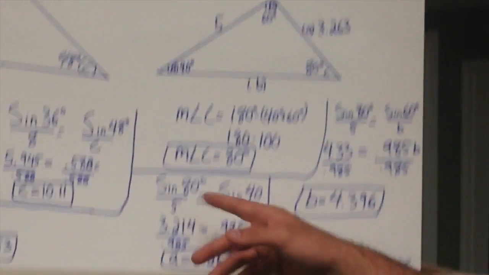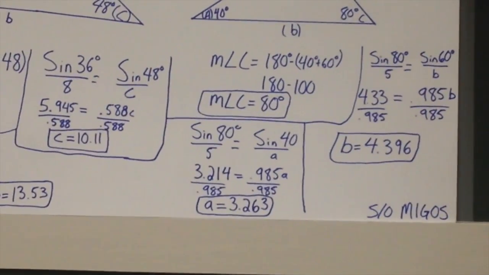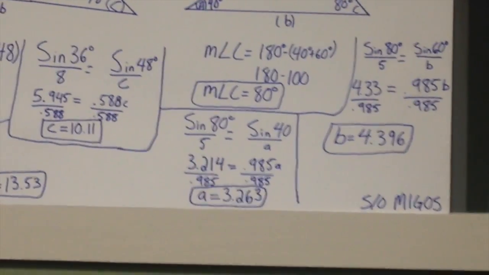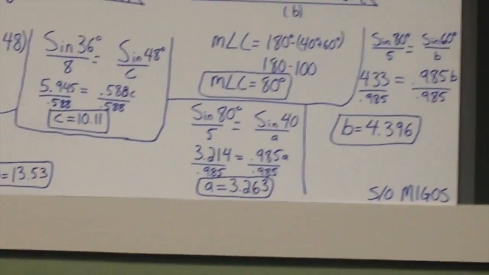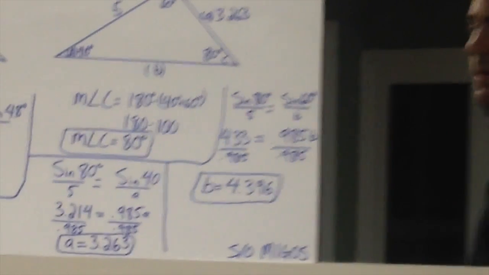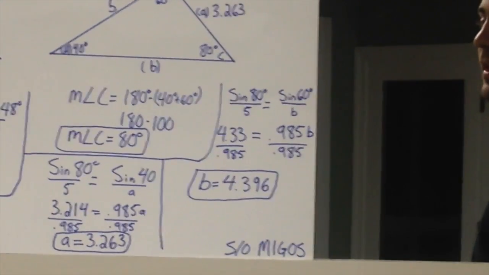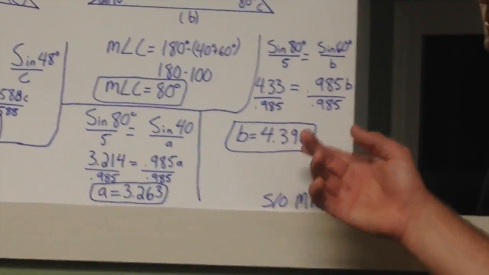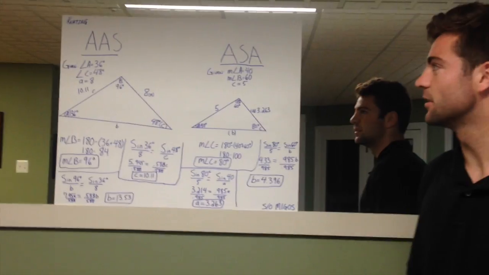Then I did cross multiplying again. The sine of 80 over 5 is equal to the sine of 40 over A, and you get 3.214 equals 0.985 A. Divide that out, and you'll get A equals 3.263. You basically do the same process again with the sine of 80 over 5 equal to the sine of 60 over B. You get 4.33 equals 0.985 B, and then you divide that out, and you get B equals 4.396. That'll get you all the angle measurements and all the side lengths you need to solve these triangles.